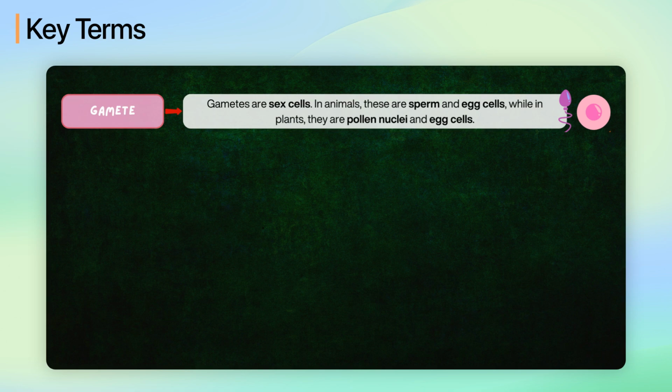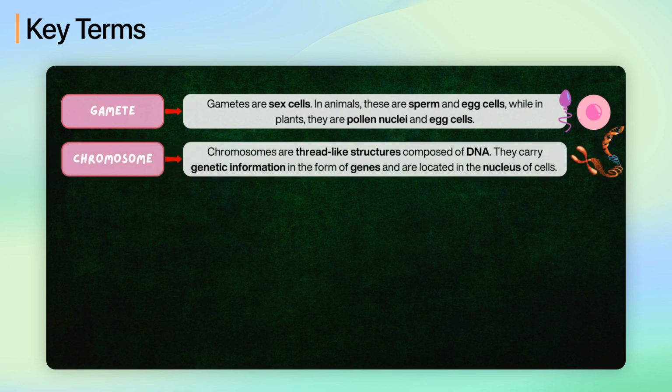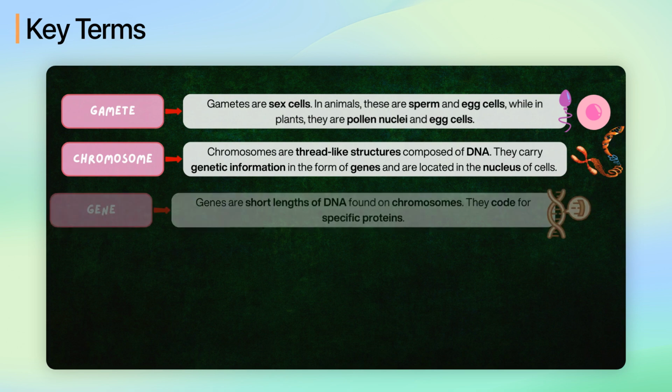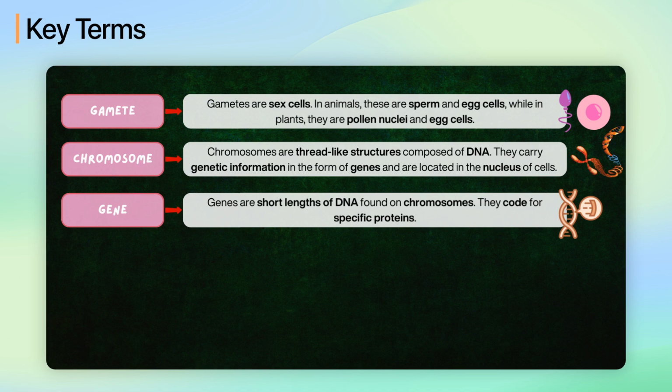We'll start today's lesson by establishing 10 key terms. First is gamete. Gametes are sex cells. In animals, these are sperm and egg cells, while in plants, they are pollen nuclei and egg cells. Chromosomes are thread-like structures composed of DNA. They carry genetic information in the form of genes and are located in the nucleus of cells. Genes are short lengths of DNA found on chromosomes. They code for specific proteins.